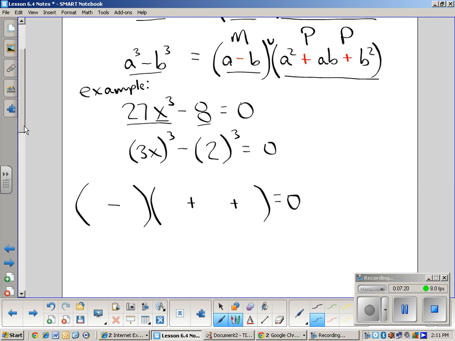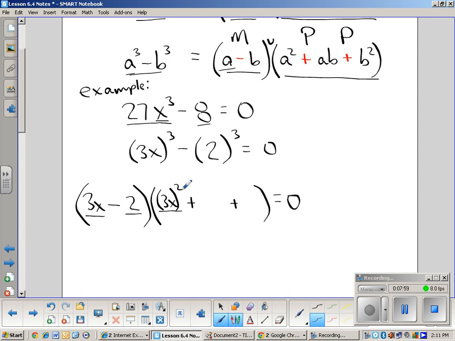Now, looking at this, what goes in this first blank here? 3x. Because what went there? A. When it was A cubed, then it's just A. What goes in the second one? 2. What goes in the first one of the second set of parentheses? 3x squared. I'm going to take 2 steps to do what you might do in one, because I agree, it's 3x, but the whole thing is being squared. You have to be careful.